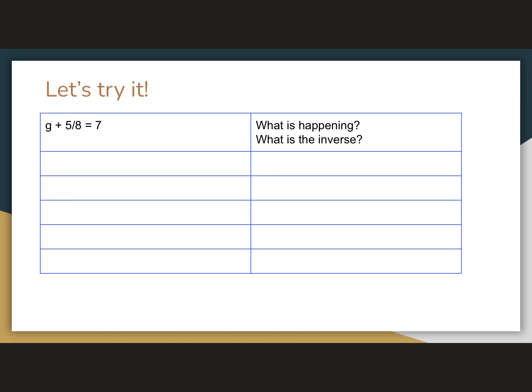Here, what's happening? Don't let the fractions get you confused. What's happening? I'm adding 5/8. So the opposite of adding 5/8 is simply subtracting 5/8. So I have g plus 5/8 minus 5/8 equals 7 minus 5/8. And this is our subtraction property of equality, we're subtracting.